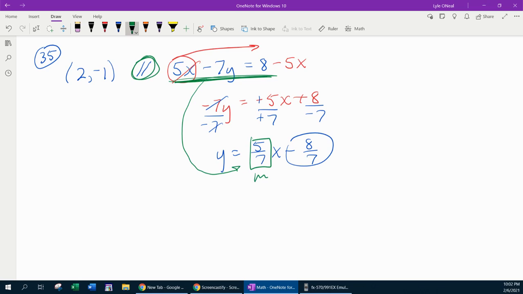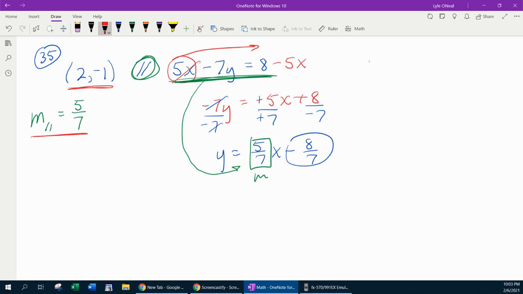It's 5/7. So what would be the parallel slope to that? Well, remember I said parallel lines have the same slope. So the slope of my line is also going to be 5/7, because the lines are parallel, they have to have the same slope. And now if you look, I've got a point and the slope, so I can use point-slope form.